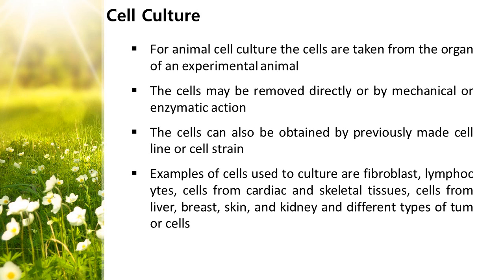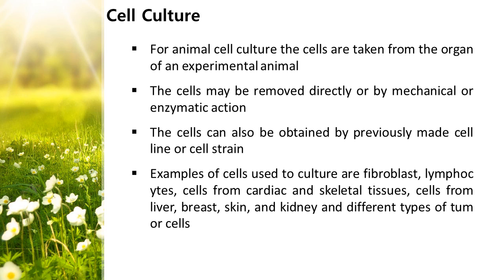For the purpose of animal cell culture, the cells are taken from the organs of the experimental animal, and these cells may be removed directly, or by a mechanical method, or by using some enzymatic action. So direct removal, mechanical removal, or enzymatic removal. By any of these means we can remove the cells from the organs of the experimental animal.